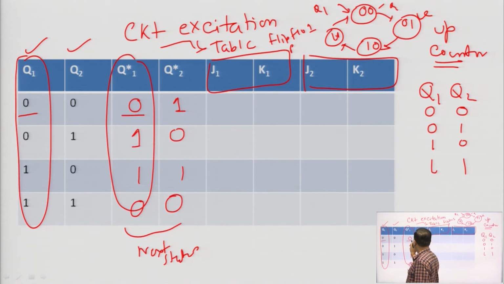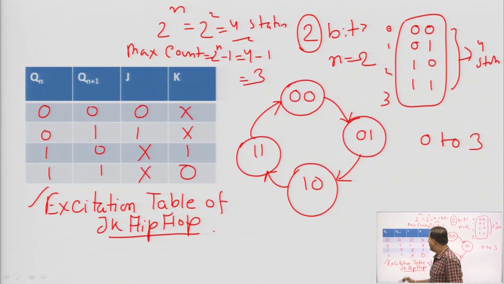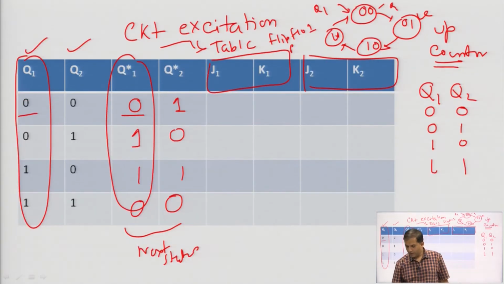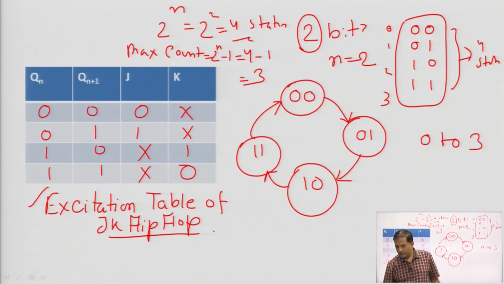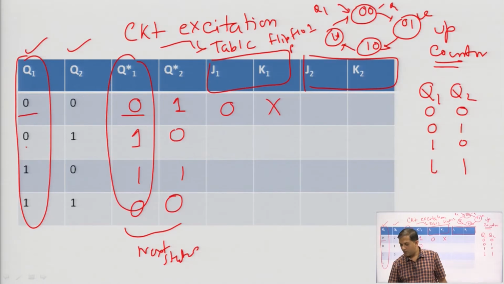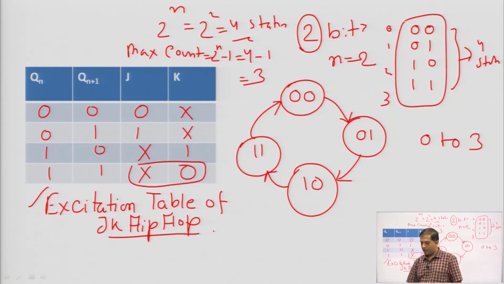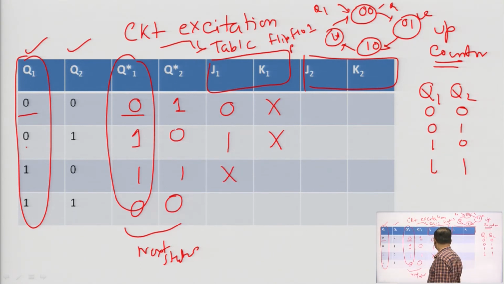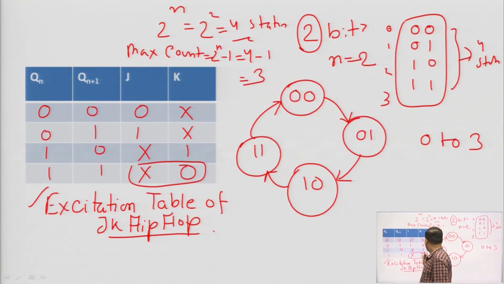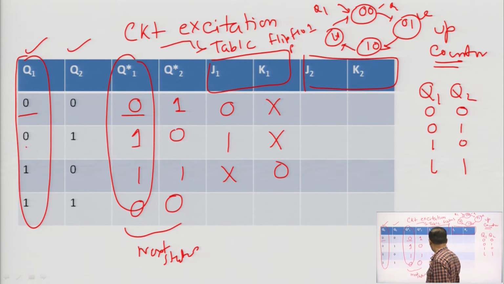So, let us draw Q1 and Q1 star. For 0 0, what will the value of JK be? 0 cross. So, here we will write 0 cross. For 0 1, what is the value? For 0 1, JK is 1 cross. Then for 1 1, it is cross 0. So, we will write cross 0, and next is 1 0, for 1 0 we have cross 1. So, we will write cross 1. Now the values of J1 and K1 are done from the excitation table, got it.